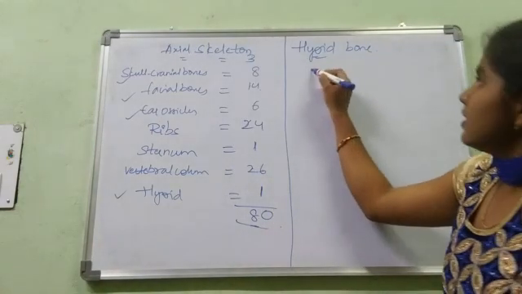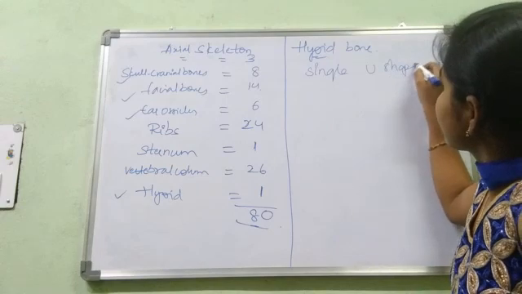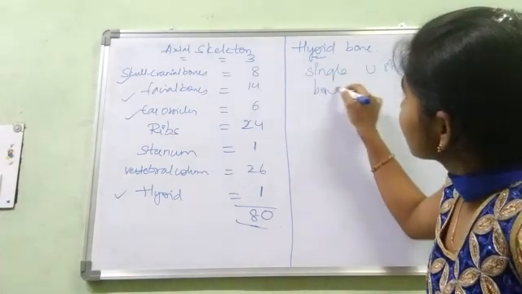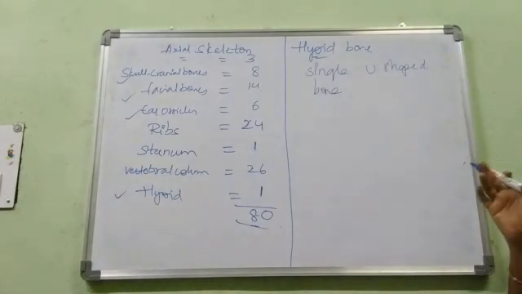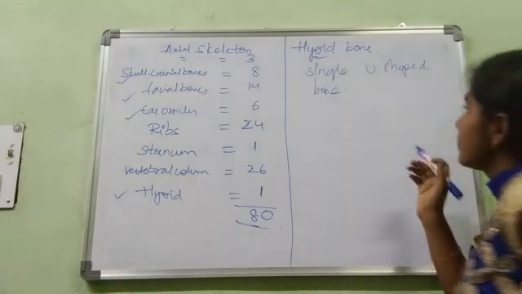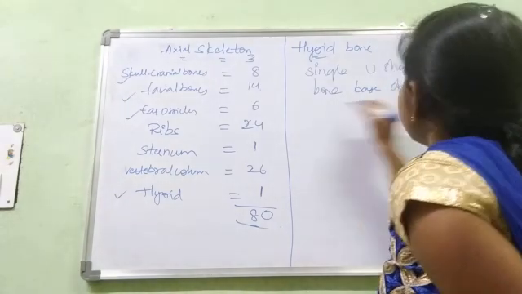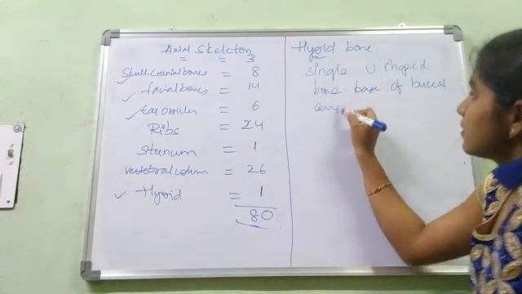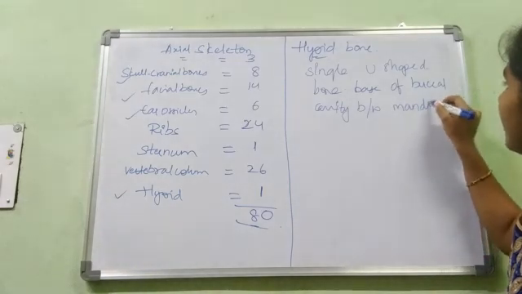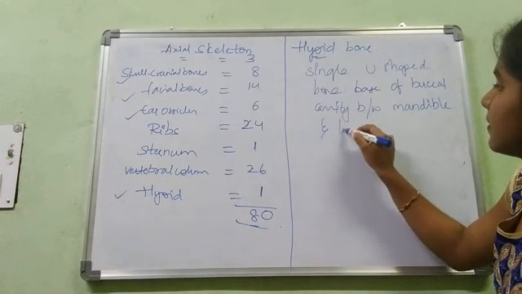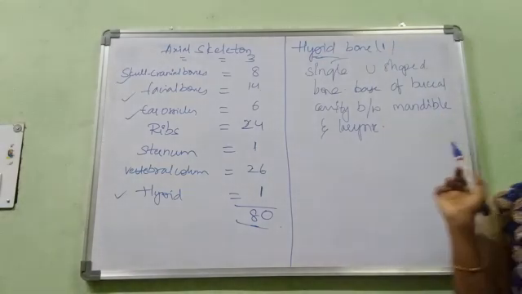Hyoid bone is a single U-shaped bone that is present at the base of the buccal cavity between the larynx and the mandible. Can you able to see, friends? Base of buccal cavity between mandible and larynx. This is the single bone, one in number.